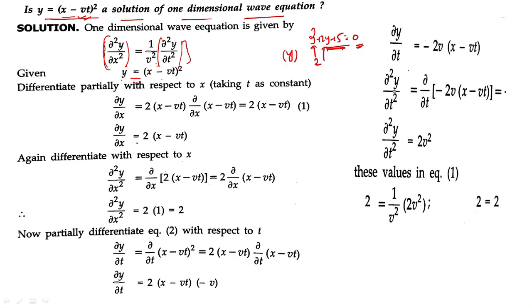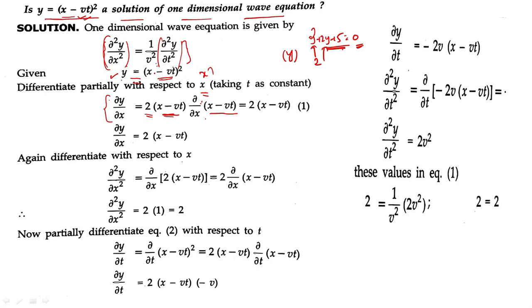So differentiate partially with respect to x, taking t as constant, because we have to differentiate with respect to t in the right side part. So del y by del x, y is this one, so del y by del x is equal to the derivative, similar to the formula for x to the power n. So that is 2 into (x minus vt), also the derivative of del by del x of (x minus vt), that is just the chain rule formula.